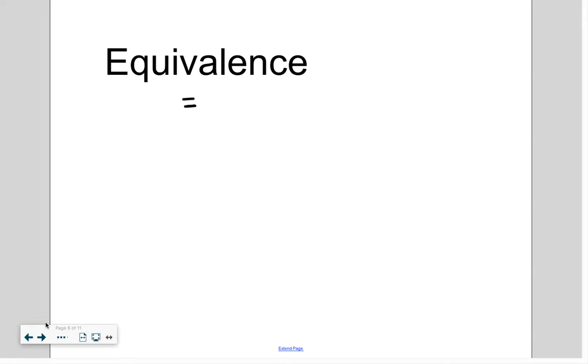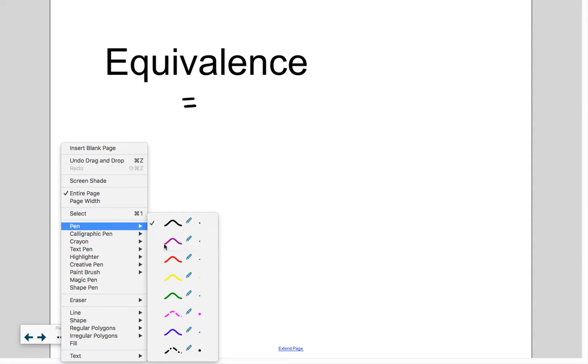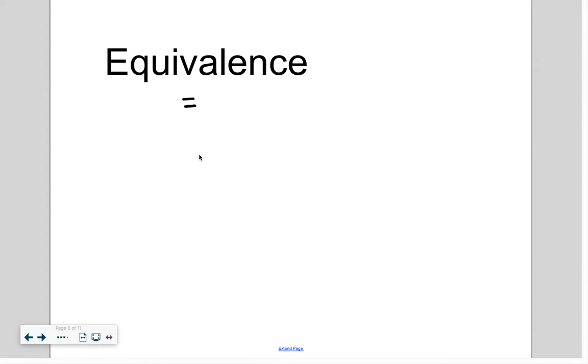Equivalence. I think we all believe that we know what equals means, but when we're working with equivalence on this test, I need to make sure you understand what it means. I like to think of equals. A lot of you will say it means is. It doesn't actually mean just is. I like to think of equals as is the same as.